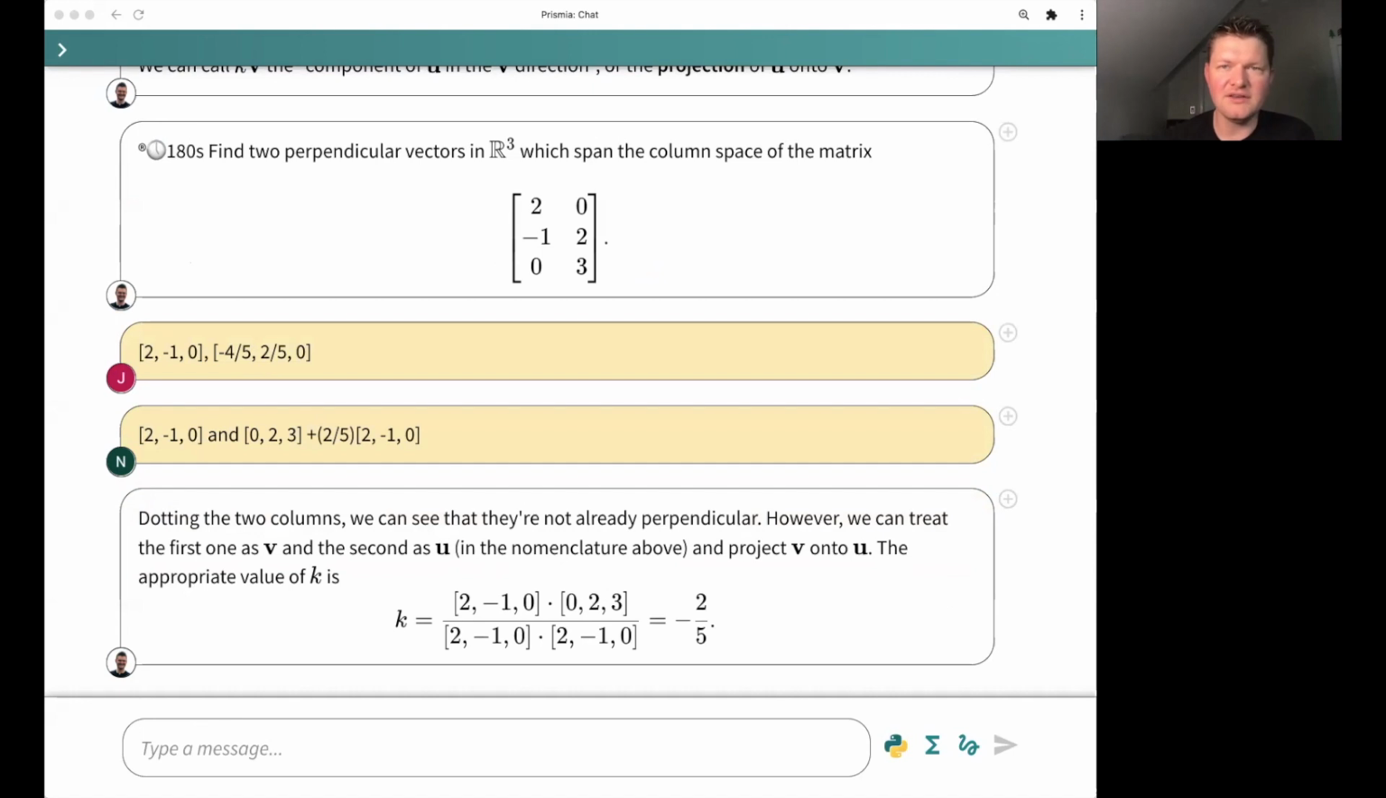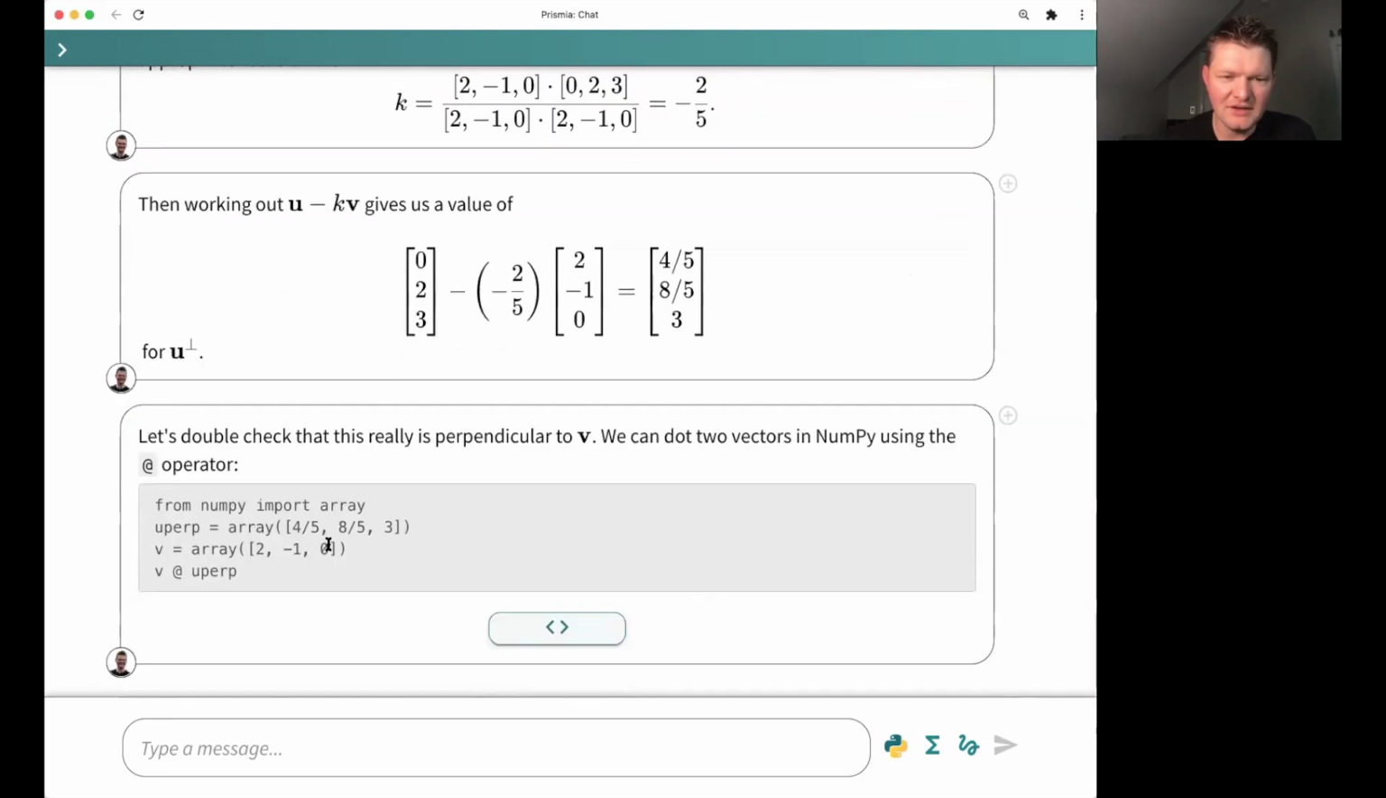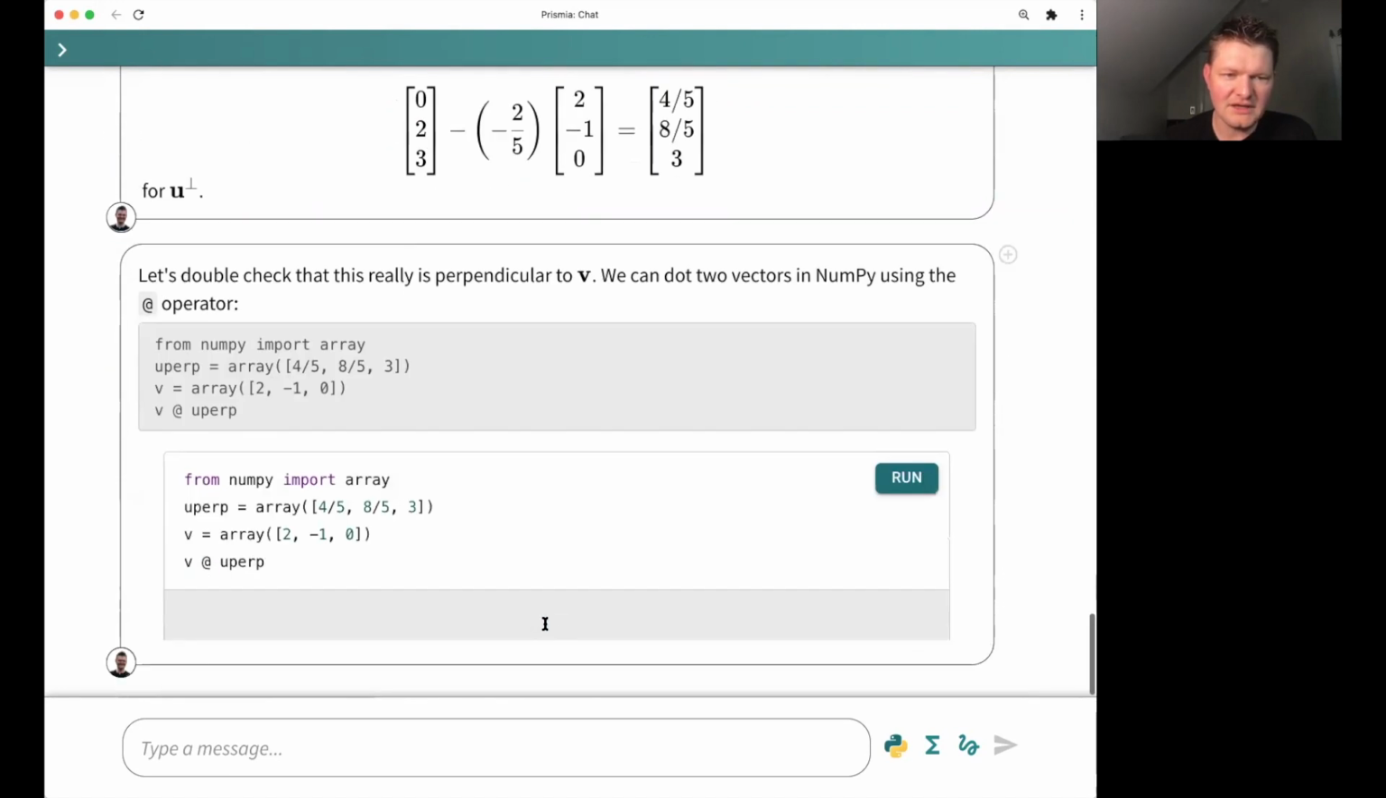So we work out U minus KV. This is what it turns out to. So we have this -2/5 here. And so minus and minus becomes a plus, and you just work out the arithmetic component by component, and you get this vector. And if we want, we can double check that this is actually perpendicular to V. So we'll call it U perp here, and V is 2, -1, 0, just like we said, and we'll just dot them together. We can do that with the @ symbol, and sure enough, we get 0. So it looks like we did that in a reasonable way.